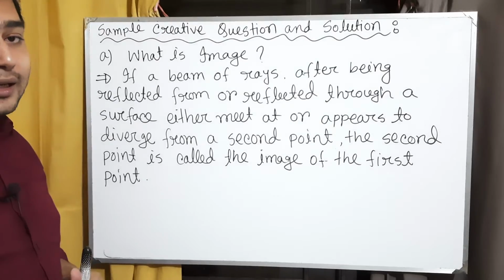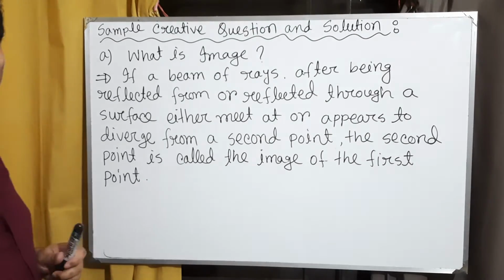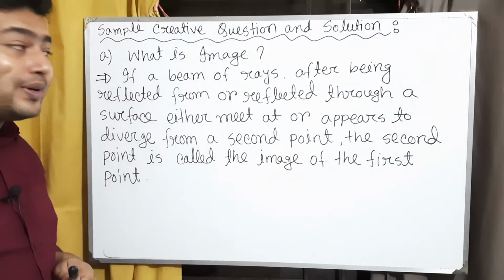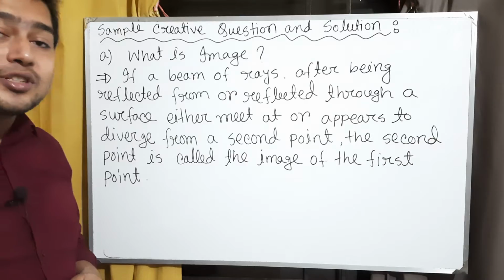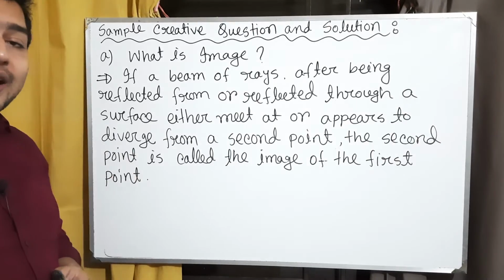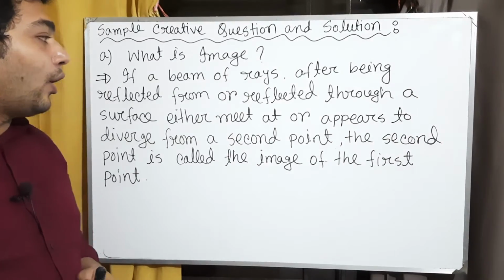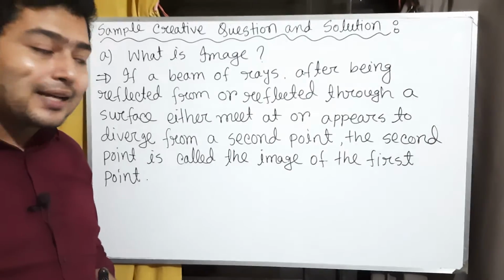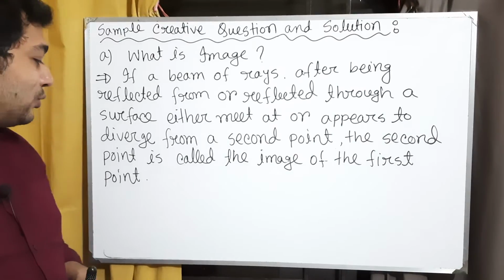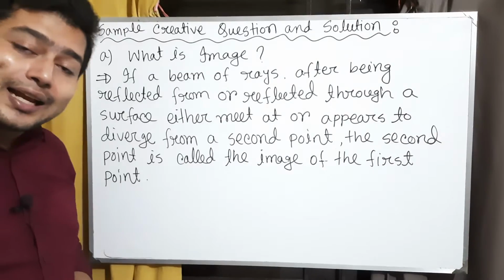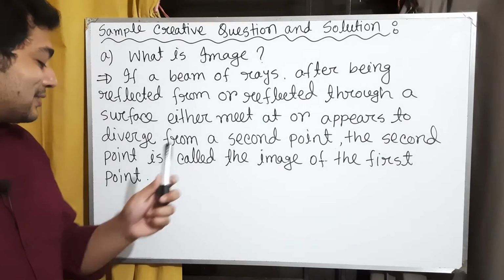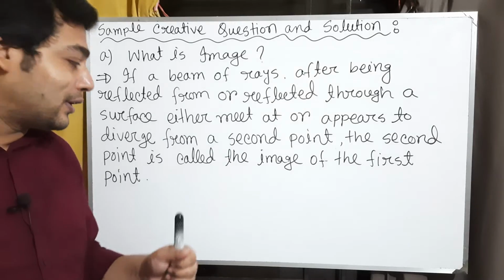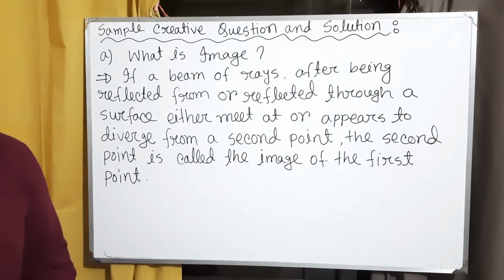I am repeating again. What is image? The answer is, if a beam of rays after being reflected from a surface either meet at or appear to diverge from a second point, the second point is called the image of the first point.